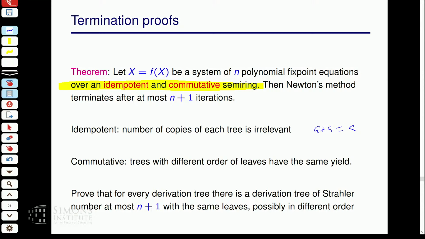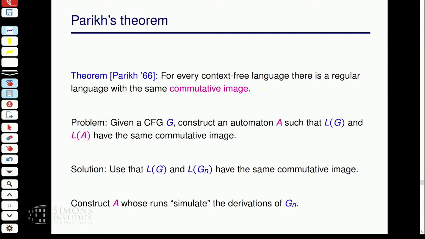Can you comment on the connection to Parikh's theorem and maybe Dexter Kozen's generalization? Yes, I can. In fact, a consequence of this is a constructive proof of Parikh's theorem. Parikh's theorem tells you that for every context-free language, there is a regular language with the same commutative image, okay? And using this technique, you can derive an algorithm that generates an automaton for this regular language.